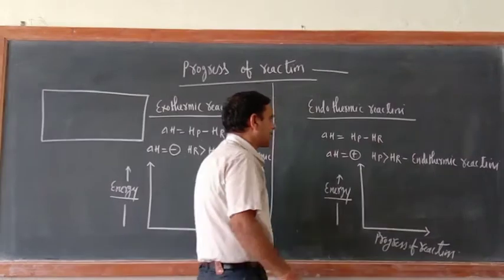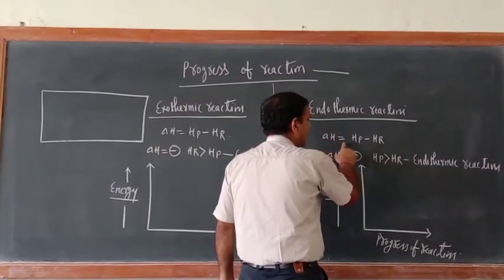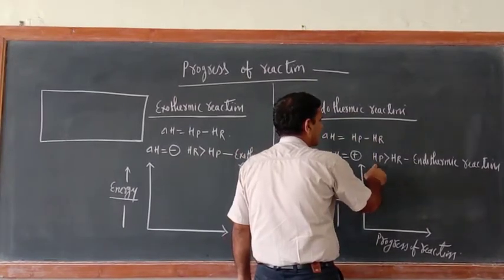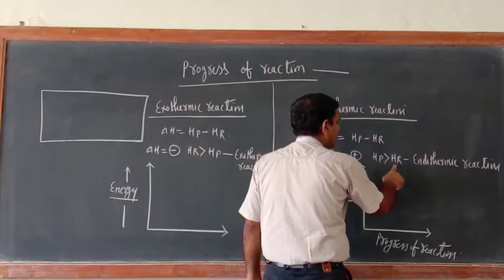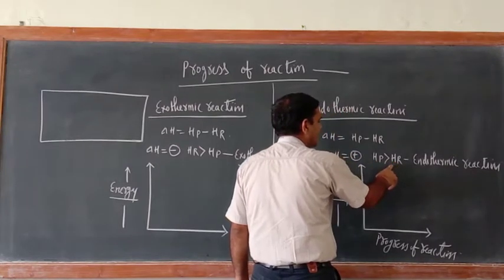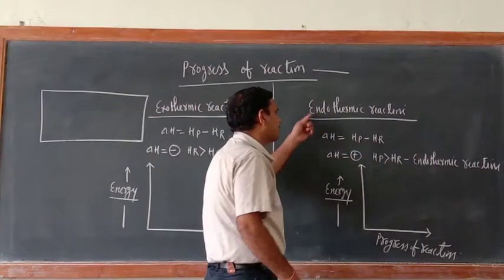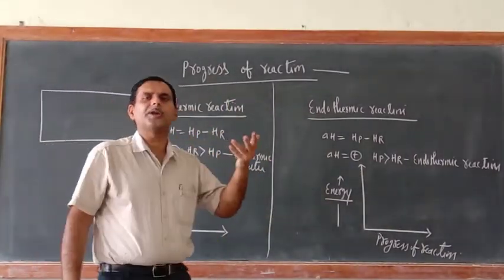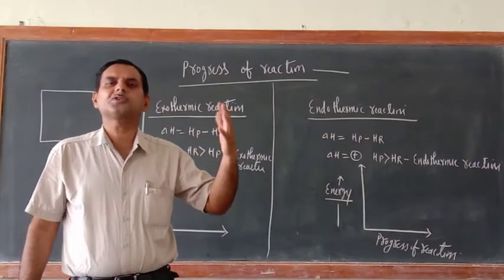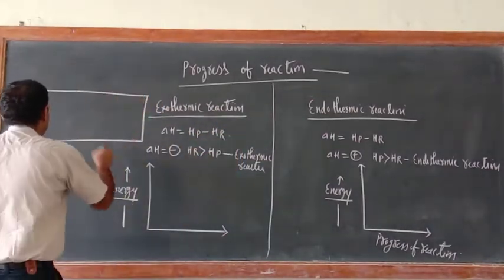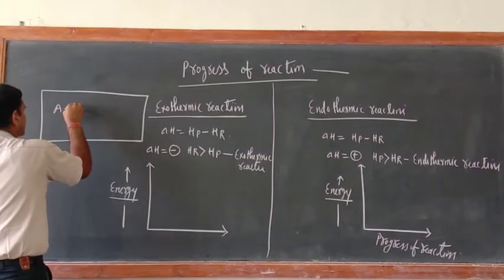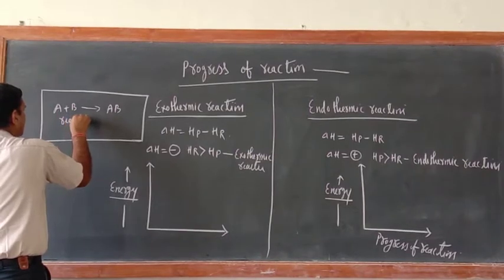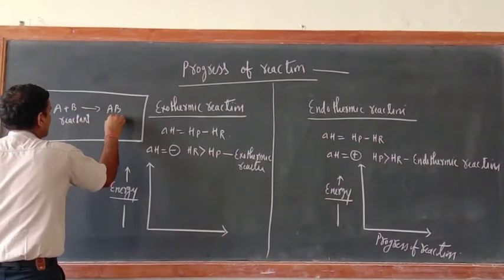What about an endothermic reaction? In an endothermic reaction, delta H equals Hp minus Hr. Now for an endothermic reaction, the enthalpy of the product is greater than Hr, the reactant enthalpy. That is why delta H is positive for endothermic reactions. Now just try to understand how you can determine whether a given reaction is exothermic or endothermic. Suppose this is A plus B, the reactant, and AB is the product.